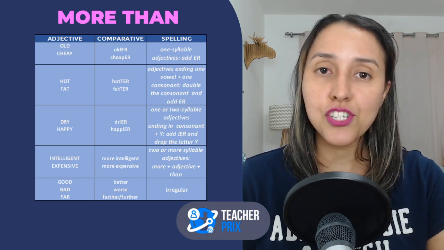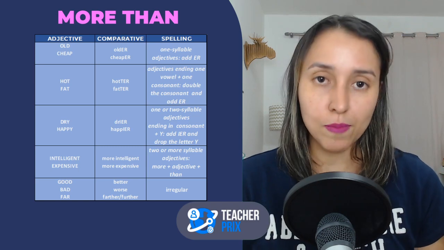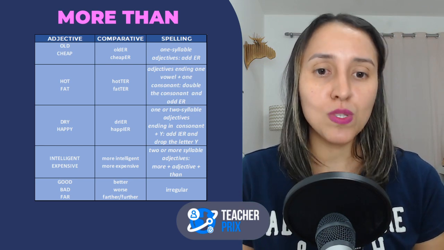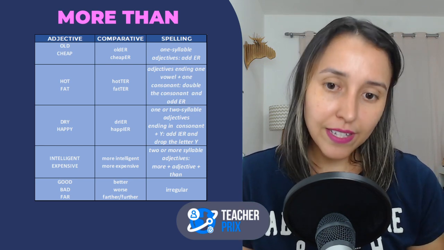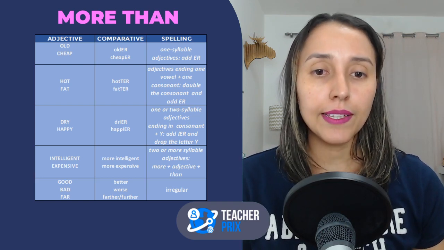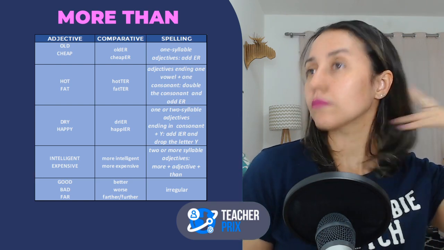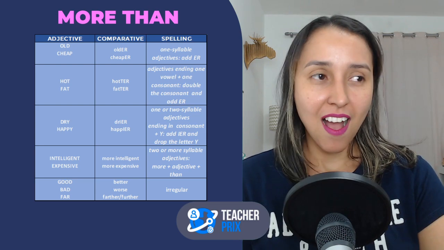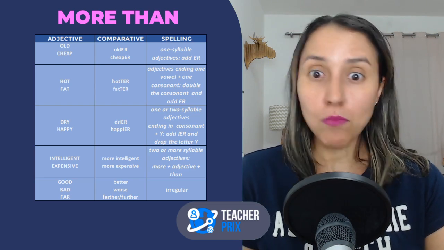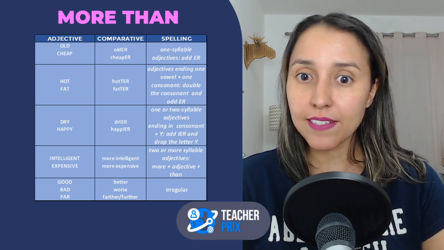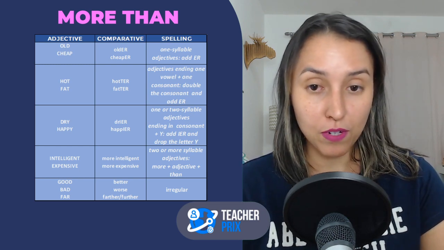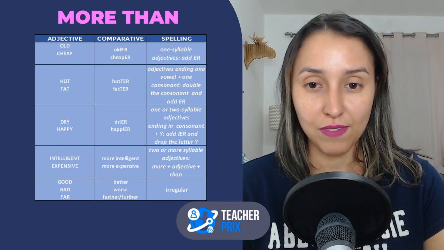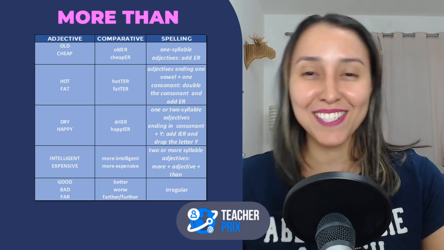Okay, next, intelligent, expensive. This is when we use more. With two or more syllable adjectives, we need to use the word more, the adjective, and then the word than. I am more beautiful than my teacher. I am more interested in TV series than movies. This is true. I actually prefer movies than, sorry, I actually prefer movies to TV. I actually prefer TV series to movies.